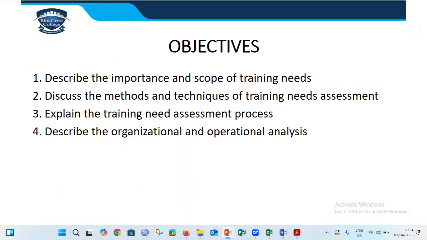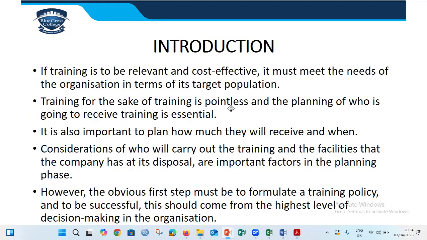And we want to be describing the importance and scope of training needs. Then we look at the methods and techniques of training needs assessment. We will also explain the training needs assessment process. And then finally, we'll look at the organizational and operational analysis. So basically, this is what we'll be looking at for today.